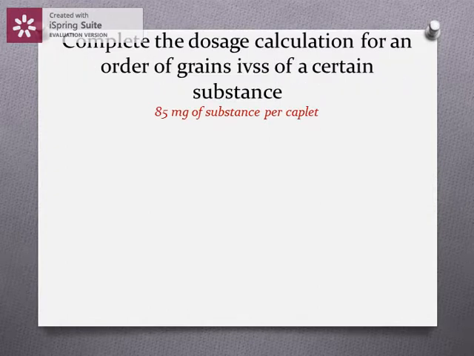Well, the same thing goes if we need to make conversions first and then determine a dosage. So here I'm asked to complete the dosage calculation for an order of grains IVSS of a certain substance. Because these things change so often, and I could be asked for any dosage amount related to any caplet, I try to go with the pattern and stick with the pattern to prevent getting confused. So hopefully you're finding a pattern at this point.